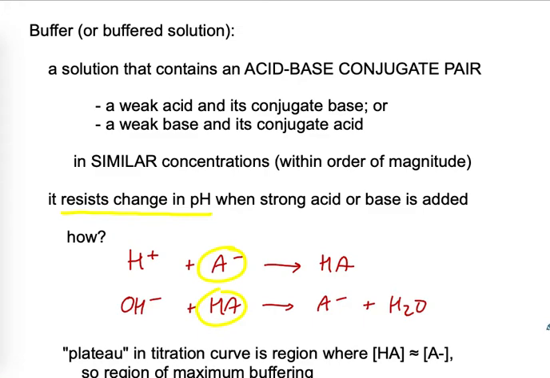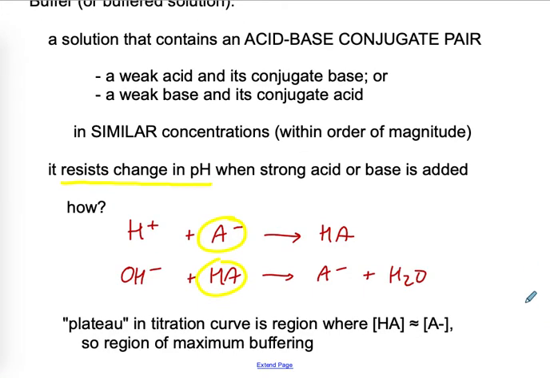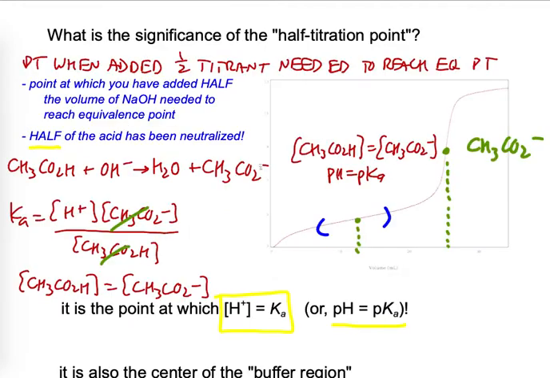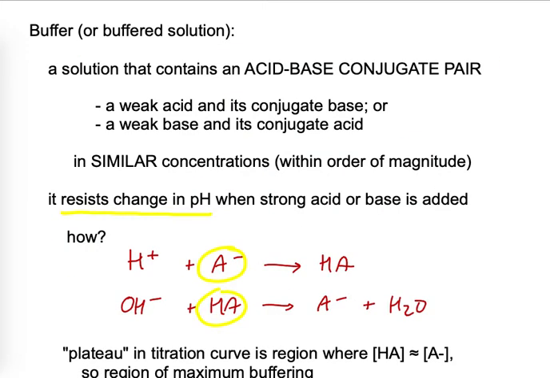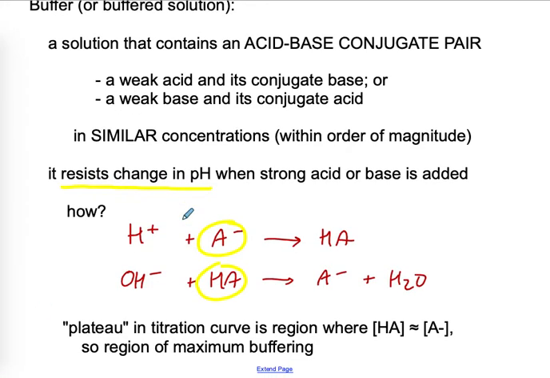Okay? And as I said before, the plateau in the titration curve is the region where the concentrations of the acidic component and the basic component are similar to each other, so that, as I've shown in the blue parentheses there, is the region of maximum buffering. And we'll talk more about buffers later in this unit.